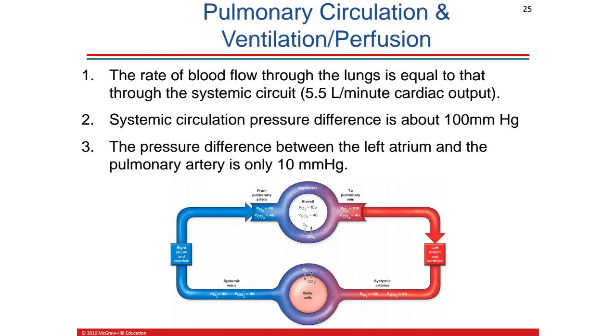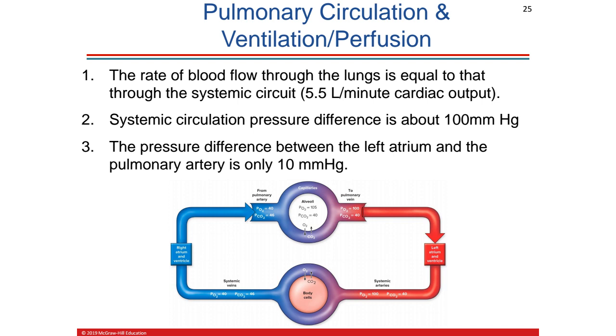In this diagram, we can see that the blood flow through the lungs is equal to the blood flow through the systemic circuit. In other words, if 5.5 liters per minute is flowing through the systemic circuit, then 5.5 liters of blood must also be flowing through the pulmonary circuit. Recall that the systemic circulation pressure difference is about 100 millimeters of mercury. That's the delta P, and that's calculated based on the fact that the mean arterial pressure is about 100 millimeters of mercury, and the pressure within the right atrium is about 0 millimeters of mercury. So that's the difference, the 100 millimeters of mercury.